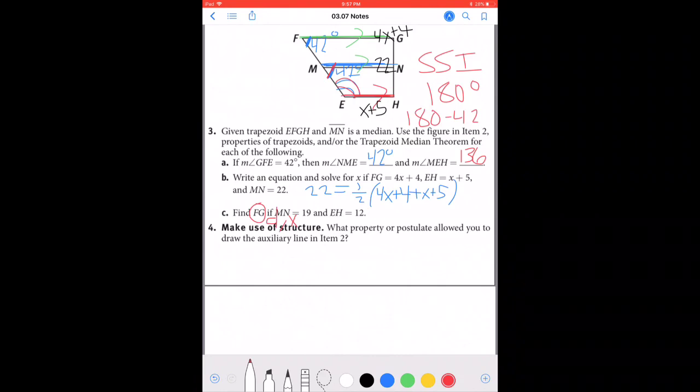If we look at number 4, what property or postulate allowed you to draw an auxiliary line in item number 2? We're just being asked what allows us to draw a line, which stems back to the very beginning of the book, of how we can draw lines between two dots, and that was the ruler postulate.